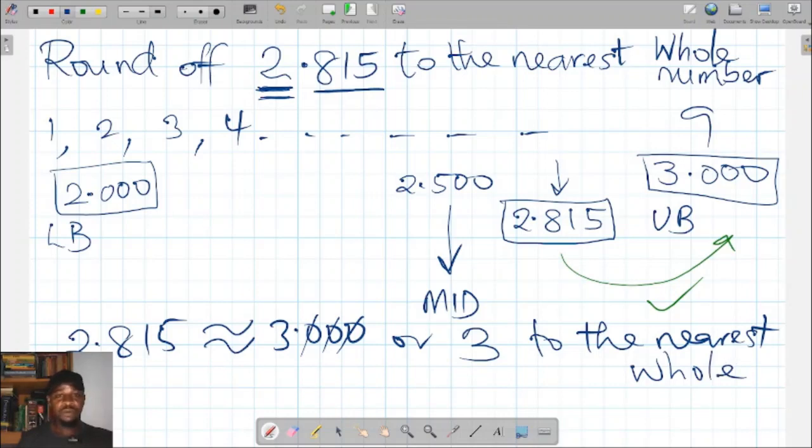So we have come to the end of this presentation on estimation and approximation. In fact, what we have done today is just approximation. In subsequent lessons, we're going to be looking at estimation, significant digits, and also some other rules that apply to estimation and approximation.